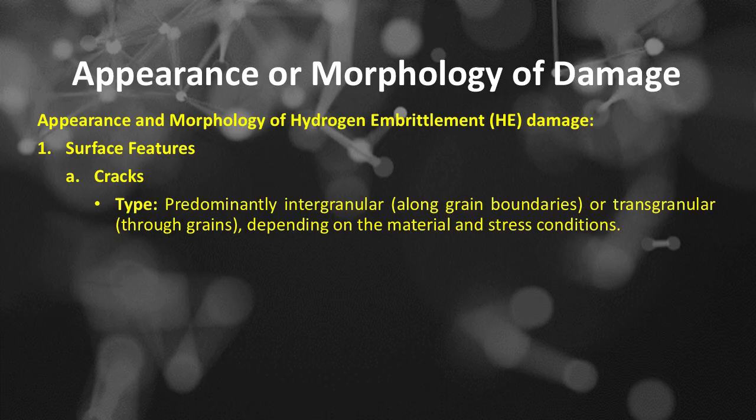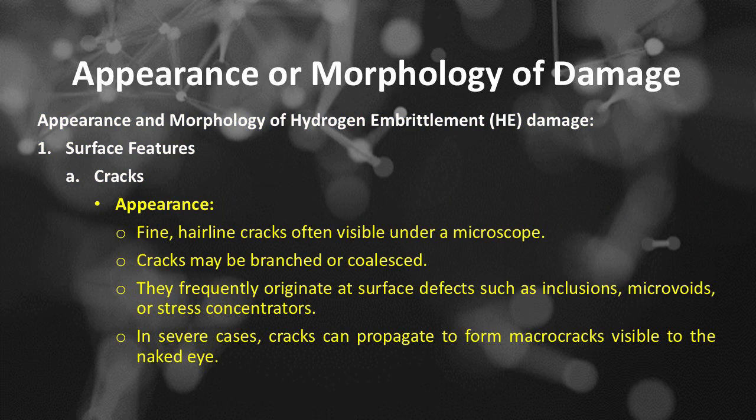Appearance and morphology of hydrogen embrittlement damage includes: Number 1, surface features, which include: Number A, cracks. These cracks are predominantly intergranular, along grain boundaries, or transgranular, through grains, depending on the material and stress conditions. The appearance of these cracks is fine, hairline cracks often visible under a microscope. Cracks may be branched or coalesced. They frequently originate at surface defects such as inclusions, microvoids, or stress concentrators. In severe cases, cracks can propagate to form macrocracks visible to the naked eye.